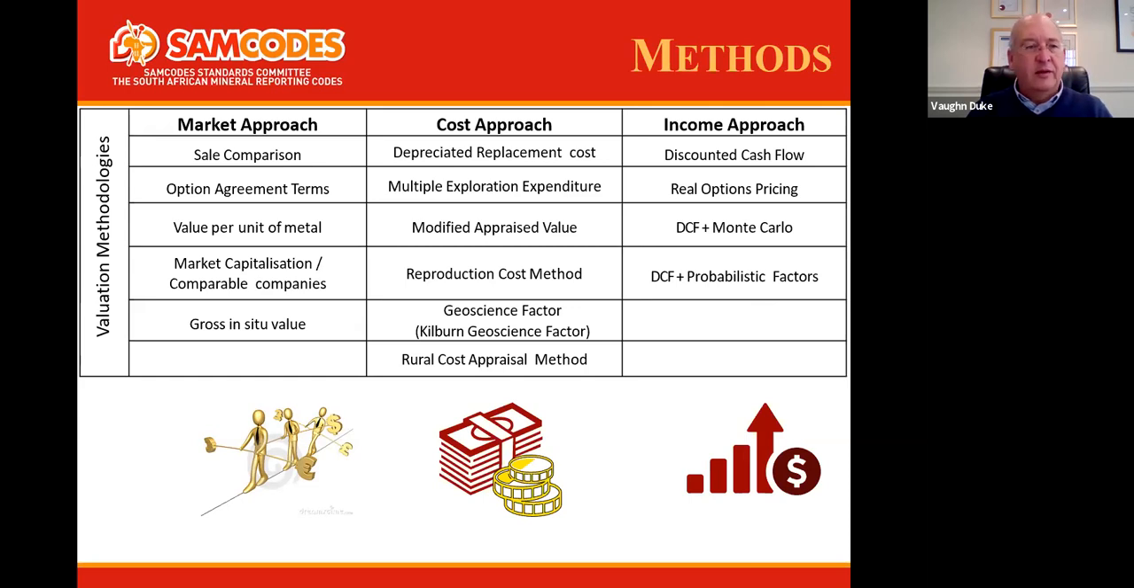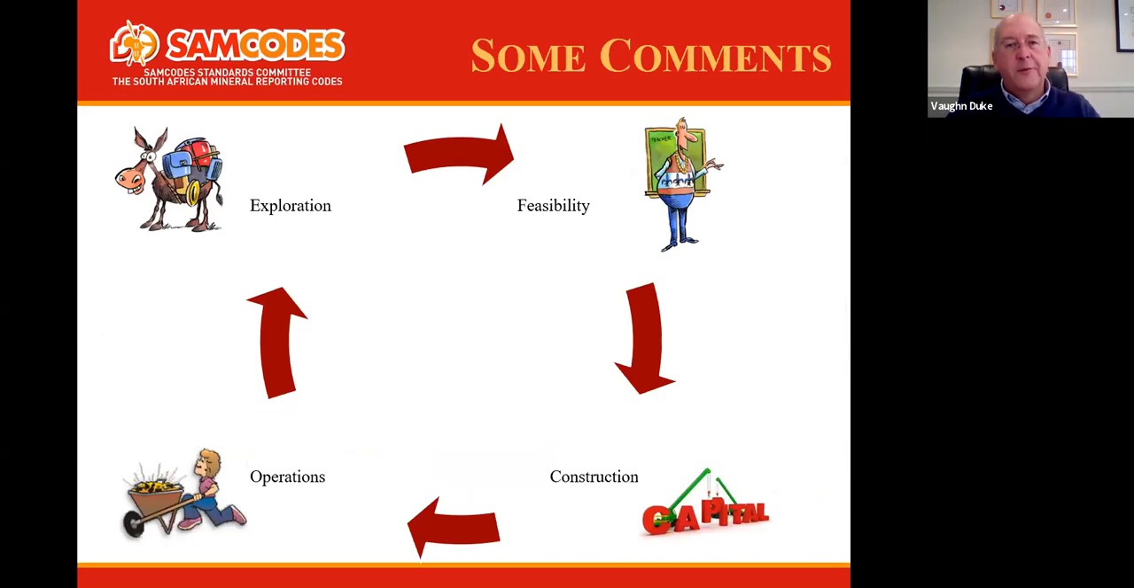What I can say is that in the market approach, the gross in situ value is generally not acceptable in terms of SAMVAL. What I've written here is that the use of gross in situ value, simply determined from the product of the estimate of mineral content and commodity prices, is considered unacceptable and inappropriate for what we're trying to achieve. But I said I'm going to make a couple of comments. These things are in the code.